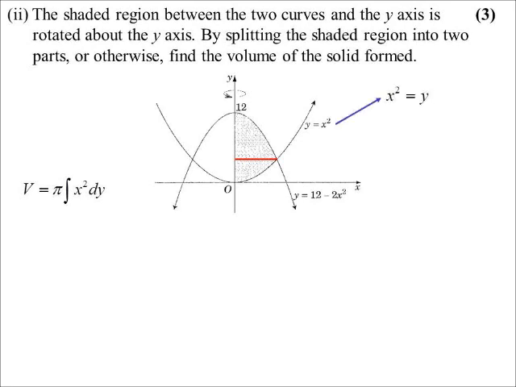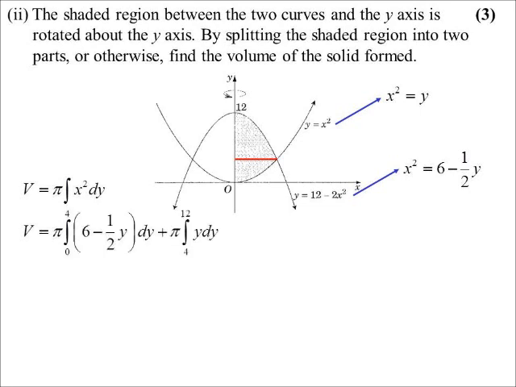So x squared is equal to y. And the other one, I'll make x squared the subject. We get 6 minus a half y. So we've got pi times the integral of 6 minus a half y dy, and pi times the integral of y dy.